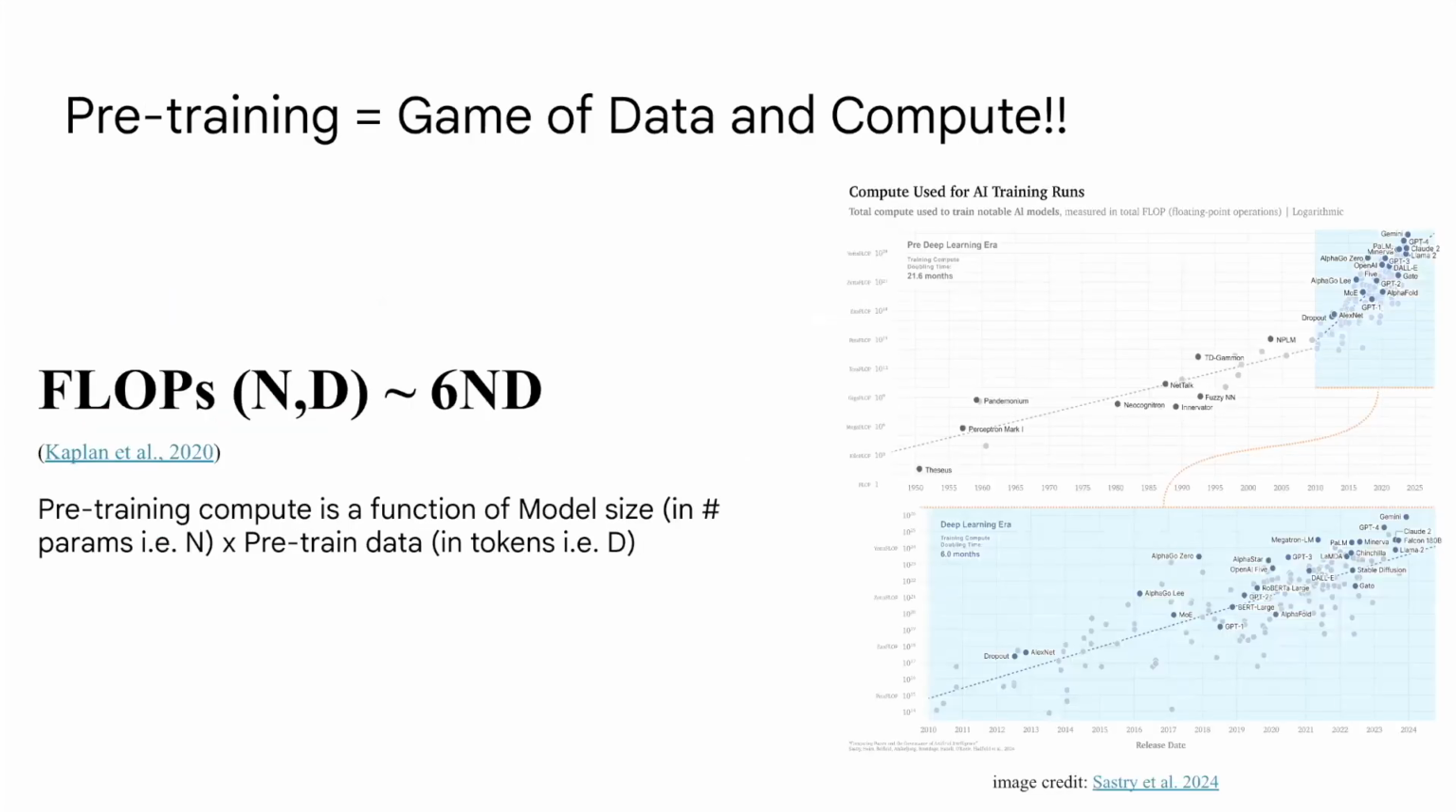As we all know, pre-training language models is all about data and compute. I would like to phrase it as the game of data and compute. Compute is measured in terms of FLOPs, which is a function of the total number of parameters N and the dataset size D, the total number of tokens, and roughly becomes 6ND, based on how prior works computed it. It is also a standard thing now.